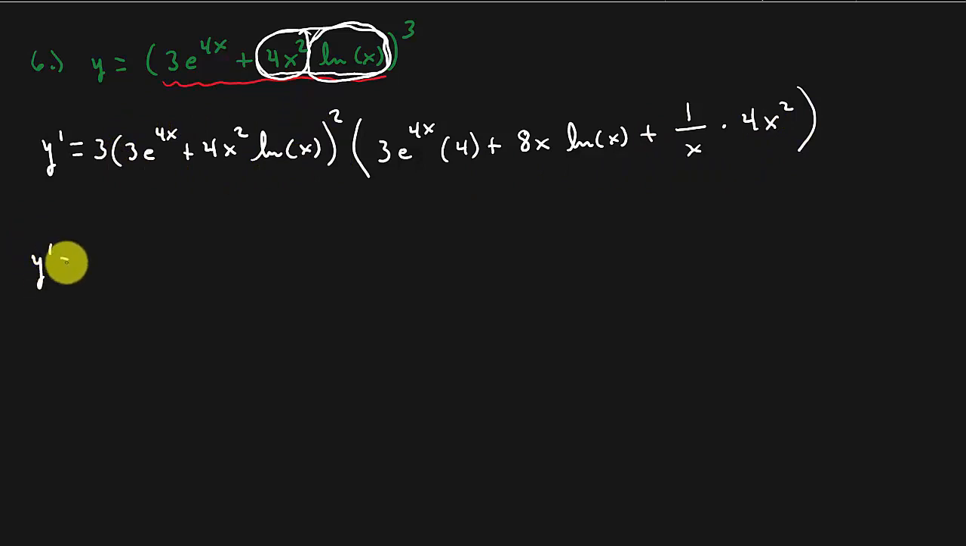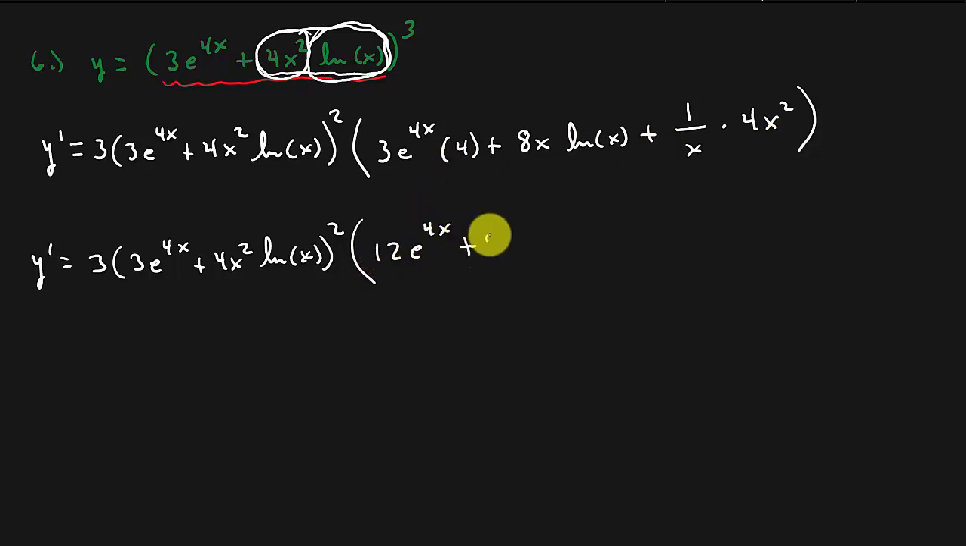And so I get y prime is going to be, let's see, that's going to be 3 times (3e to the 4x plus 4x squared natural log x) squared, times, and so let's clean this up. That's going to be 12e to the 4x plus 8x natural log x plus 4x. X squared and x cancel, leave me with 4x.